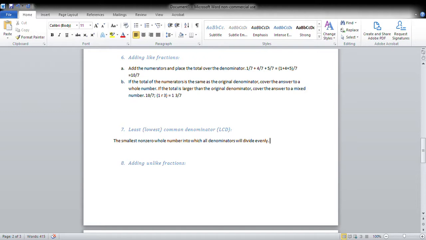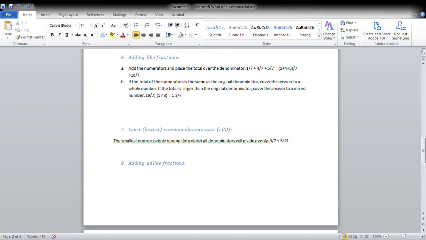And the problem that we're given here in this part of the lecture is 3 over 7 plus 5 over 21. So we know that the smallest non-zero whole number into which all denominators will divide evenly is neither 7 nor 21. I'm sorry, it's not 7 because 21 does not go into 7.